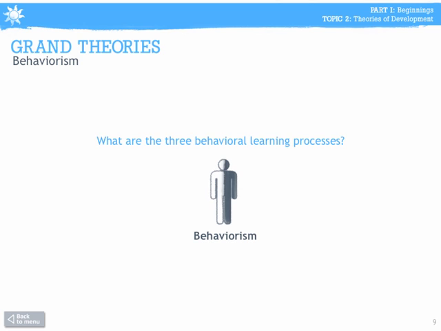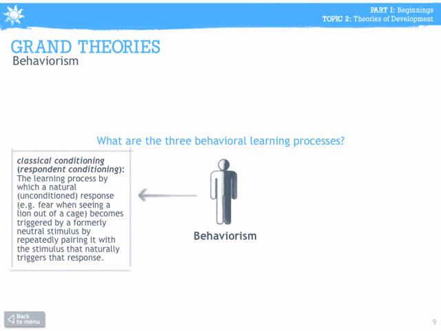The grand theory of behaviorism is also called learning behavior theory because it describes the laws and processes by which behavior is learned. So what are the 3 behavioral learning processes? One is classical conditioning, which is a natural, unconditioned response. For example, fear when seeing a lion out of a cage becomes triggered by a formerly neutral stimulus by repeatedly pairing it with the stimulus.